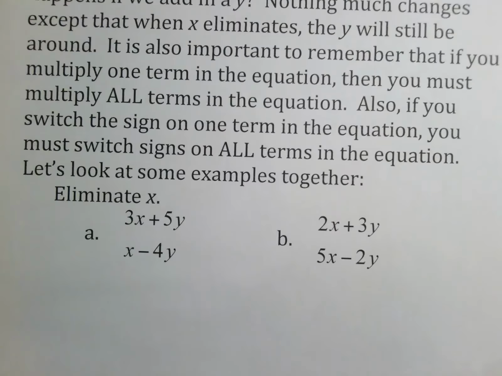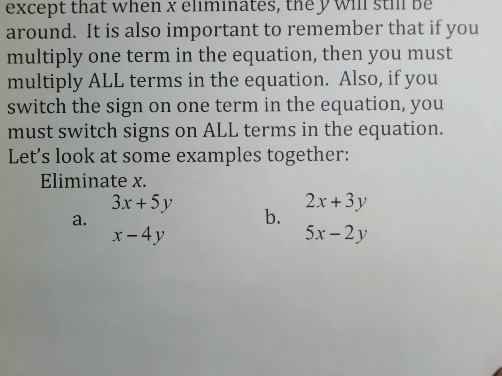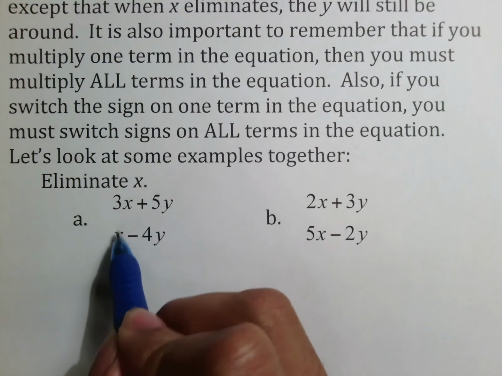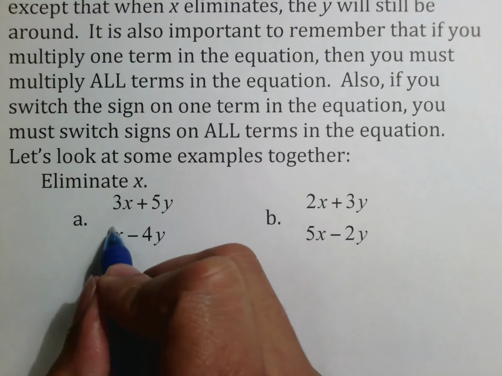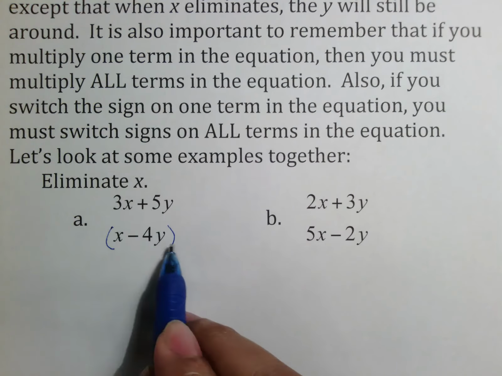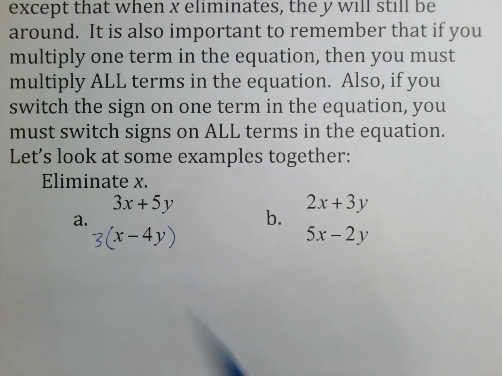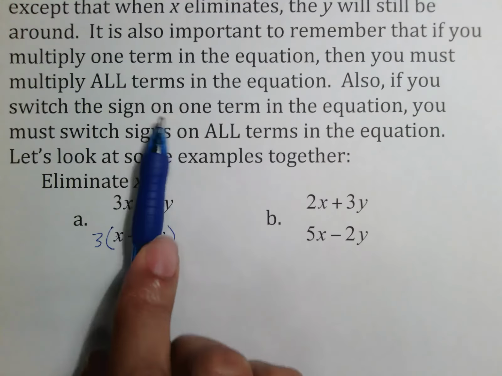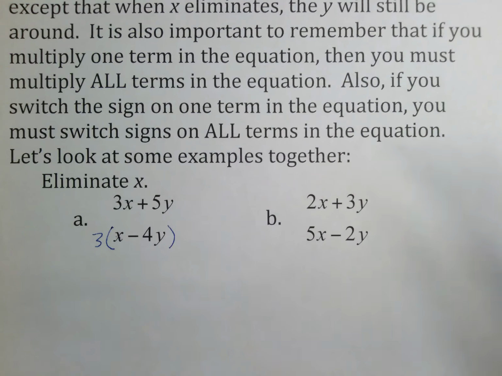So let's look at this and see how easy it is. Looking at these two, and again, focus on x's. 3x and x meet at 3. So what I'm going to do is put parentheses around this whole thing, because I have to treat everything in this equation the same, and I'm going to multiply by 3 because I need this to look like that. I don't even think about the y, I'm looking only at the x's like I just did.